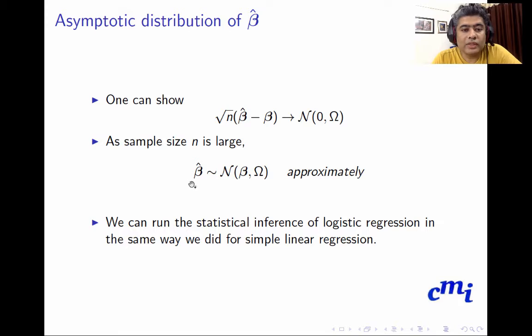And so this is my sampling distribution of beta hat, which approximately follows normal, provided the sample size n is large enough. So this is a very important, crucial point. If you do not have a large enough sample size, then you cannot make this assumption that beta hat follows a normal distribution. So we can run the statistical inference of logistic regression in the same way we did for the simple linear regression model.